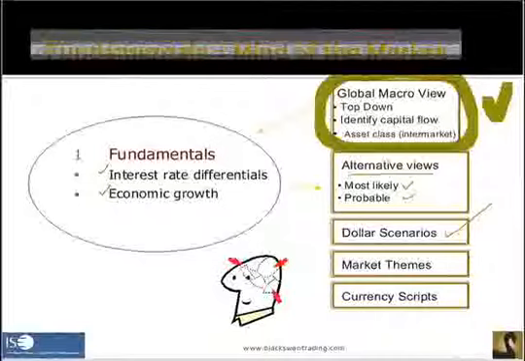As I said, first we develop the dollar scenario, and we'll go into the dollar scenario today. I won't have enough time really to get into too many market themes or scripts. Market themes and dollar scenarios are somewhat tied together, obviously, in different time frames. But a major dollar view, market themes.